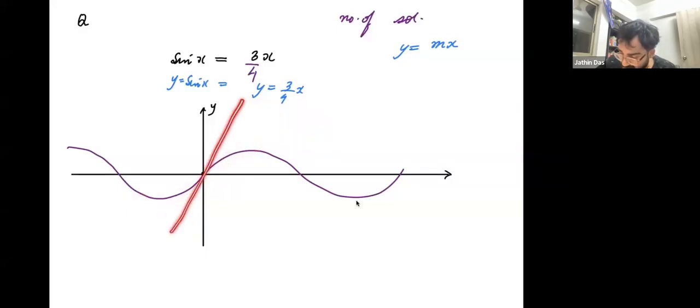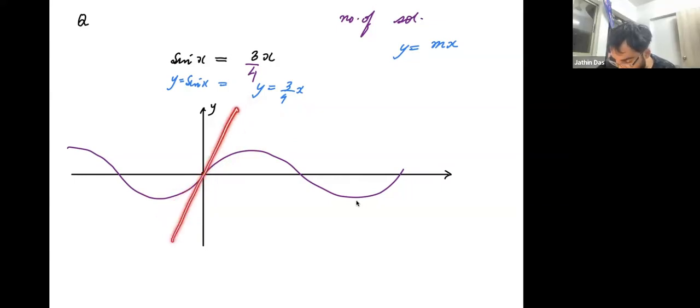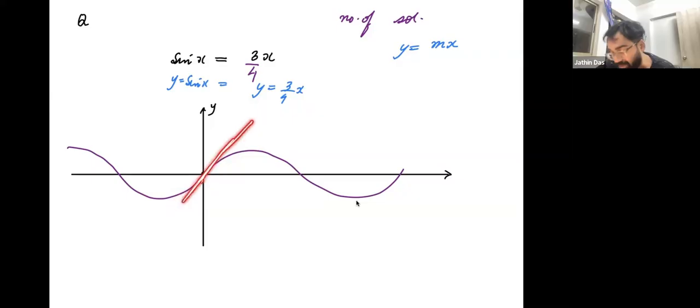If it is going like this, it will have only one solution, the 0 one. If it is going like this, also it will only have one solution, where it exactly touches. So that will be exactly this region, this region where it will touch exactly. Then if it is more than that, then you will get three solutions.